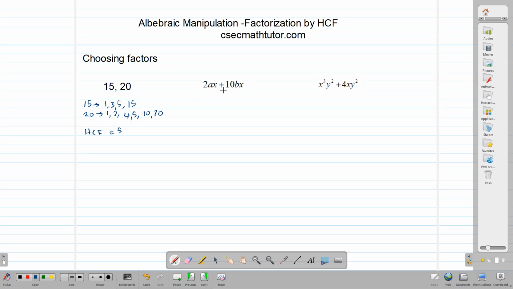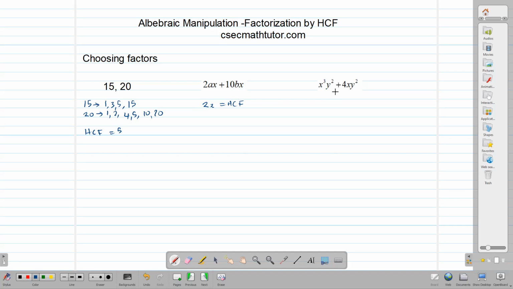In this expression 2ax plus 10bx, we notice that we can divide both terms by 2. 2 can divide 2 and 2 can divide 10. We also notice that x is a common thing for both. This one has a, this one does not. So a is not a common factor. This one has b, and this one does not. So b is not a common factor. The common thing has to be present in both 2ax and 10bx. So because 2 can divide 2ax and 2 can divide 10bx, we have 2. And because x is common to both, we also have the x. So this combination of the number and the letter is our highest common factor.